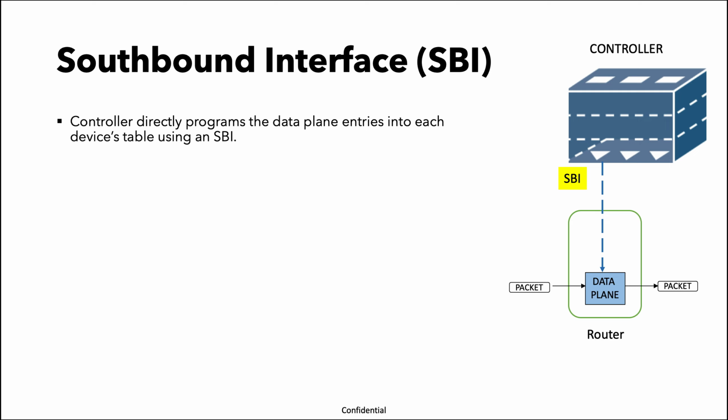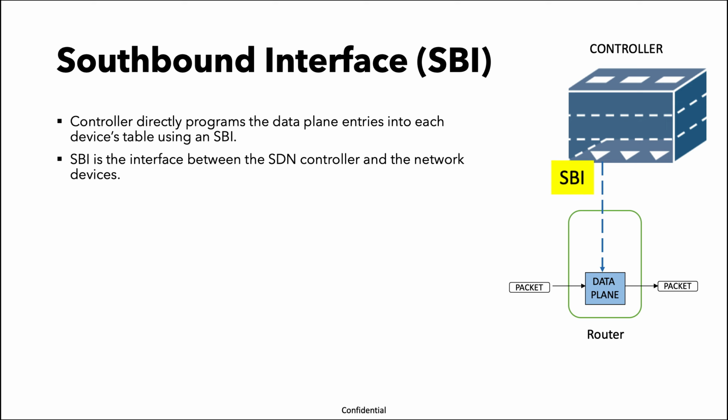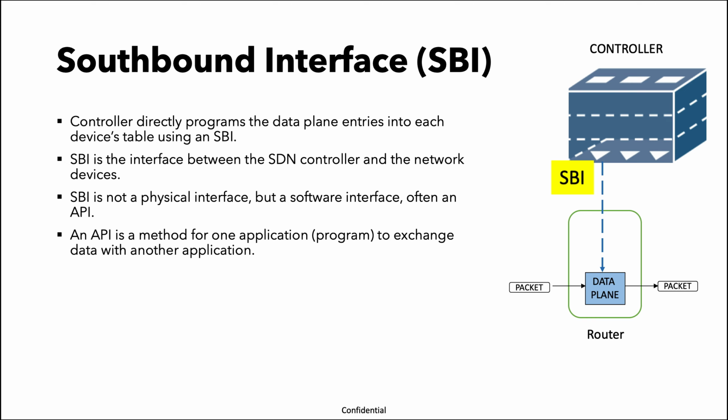So the SBI is the interface between the SDN controller and the network devices such as switches and routers, which allows the SDN controller to interact with network devices in order to update the data plane. SBI is not a physical interface, right, but a software interface, often an API, also known as application programming interface. An SBI often includes a protocol so that the controller and devices can communicate. But it often includes an application programming interface.